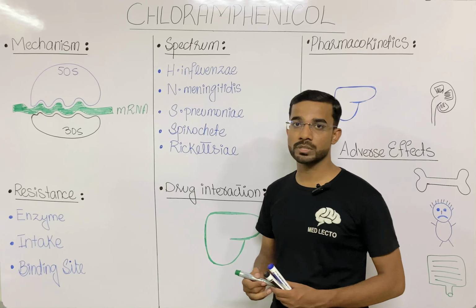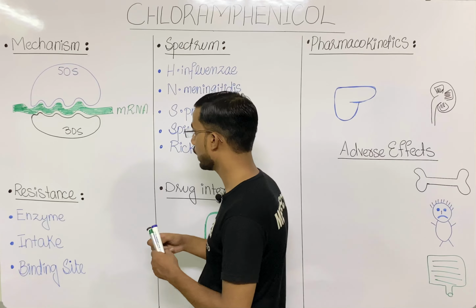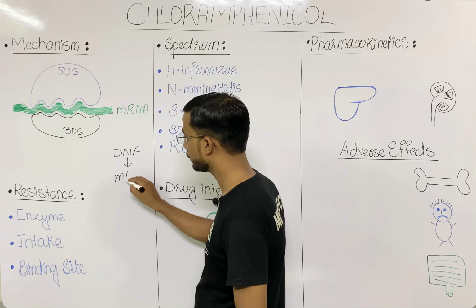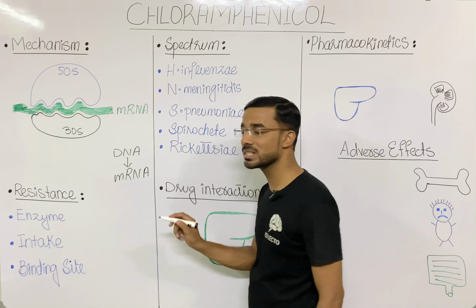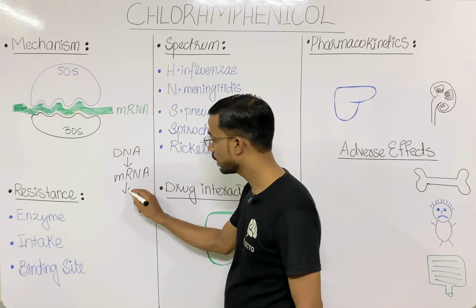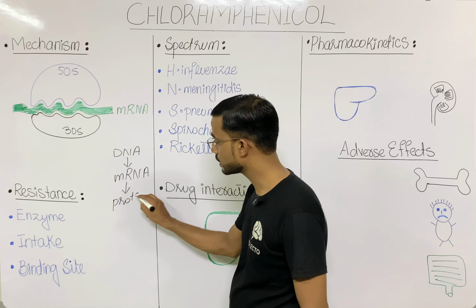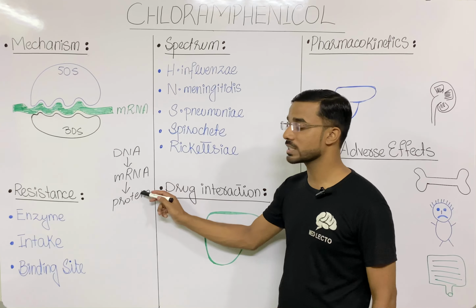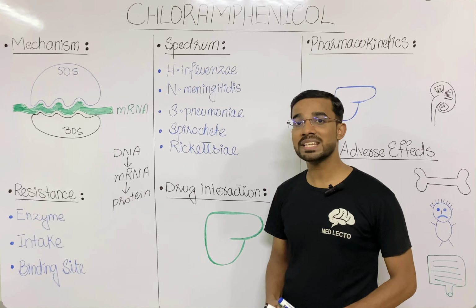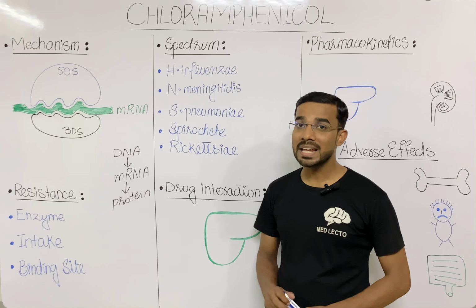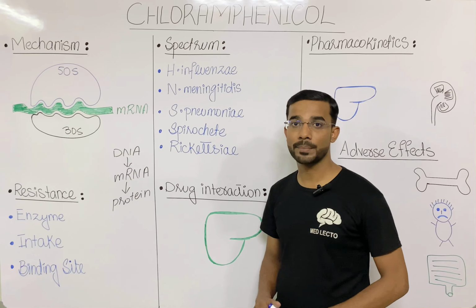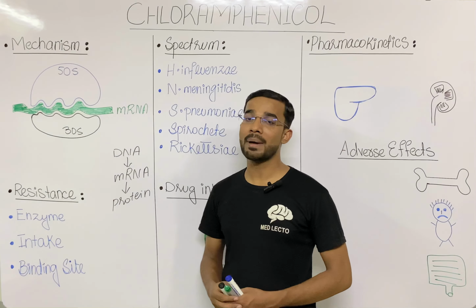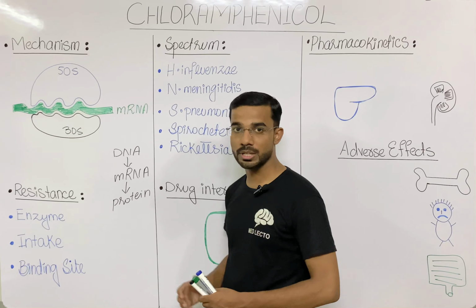In the normal process, in the central dogma, you will see the synthesis of the messenger RNA from the DNA, and from the messenger RNA you will see the synthesis of the proteins. The first process is called transcription and the second process is called translation. So chloramphenicol plays its role in the translation process. So let's look at the normal mechanism of the translation process.